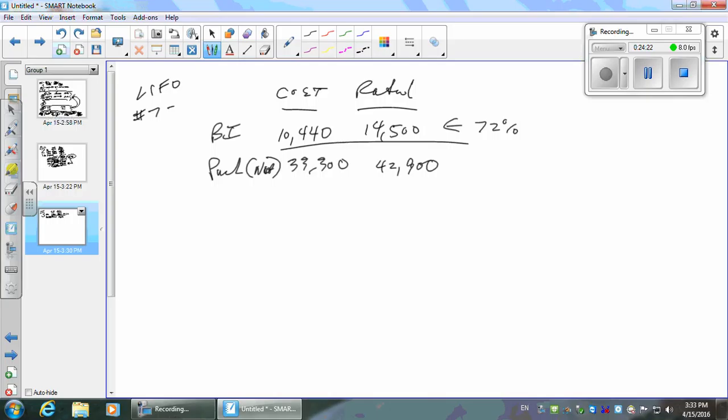Now these are all the additions, right? That's the additions this period. So here's last year's layer. This is a LIFO layer, last year's. That's the old one. This is new purchases, right? So if we have an inventory bigger than 14.5, it's going to be some of those things. Figure out what the cost to retail is. What would you do? 33,300 divided by 42,900. What do you get? It's like 70.